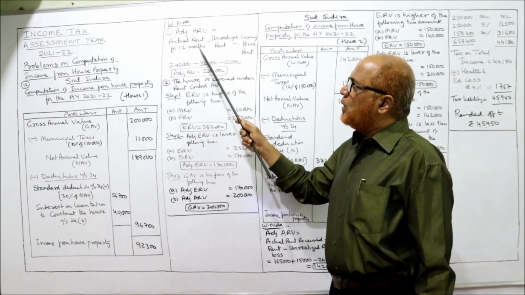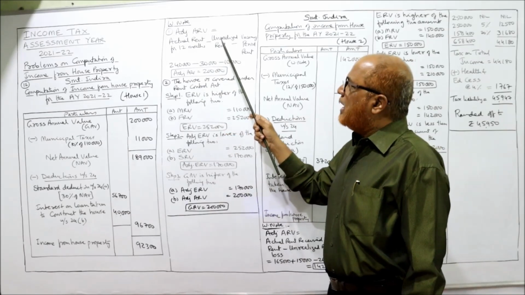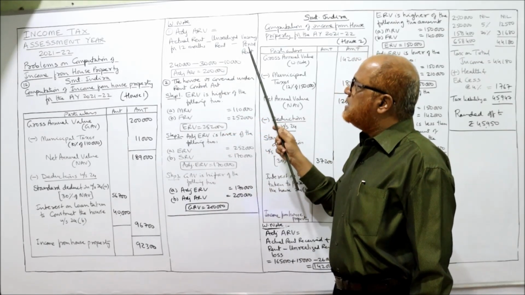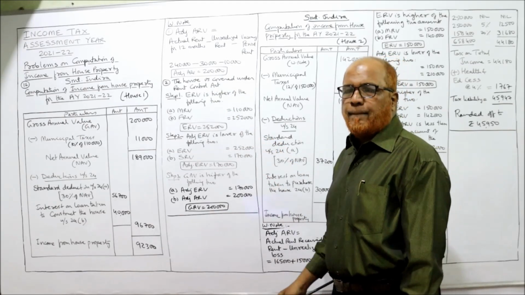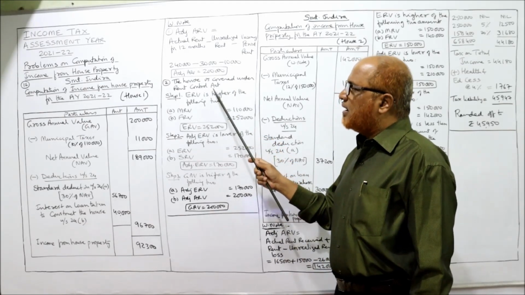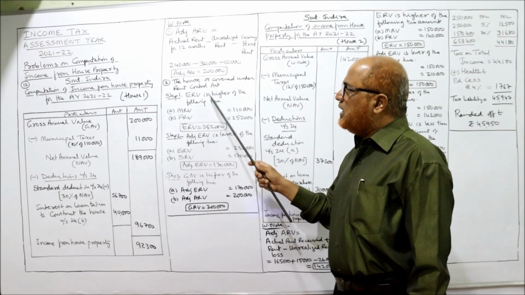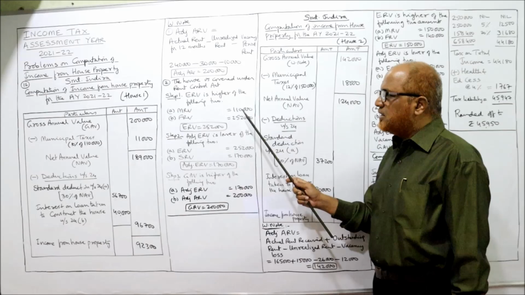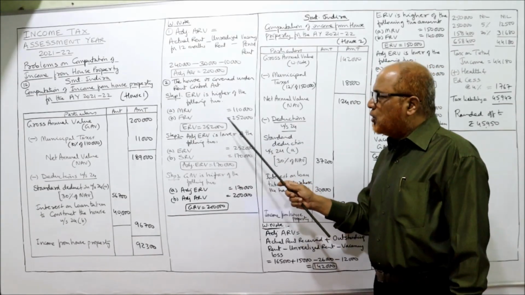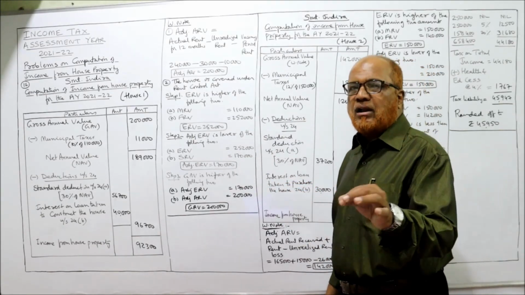The actual rent for 12 months is 2,40,000. Unrealized rent 30,000. Vacancy period rent is 10,000. So adjusted ARV is 2 lakh. Now the house is covered under the Rent Control Act. So ERV is the higher of the following two: MRV, FRV. MRV 1,10,000, FRV 2,52,000. So 2,52,000 is the ERV.